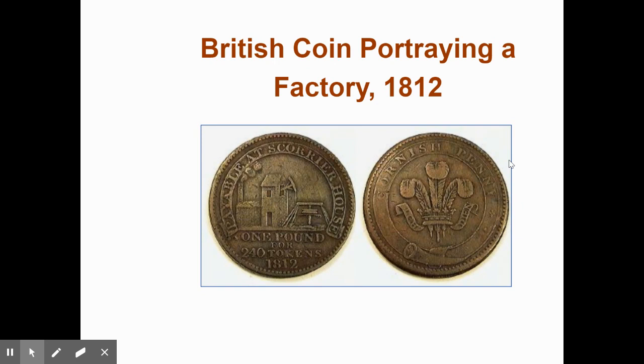Notice the detail on these coins. Notice the date. You wouldn't put something on a coin unless it was important or novel. The fact they put grain on one side and they put a factory on the other side is very significant.